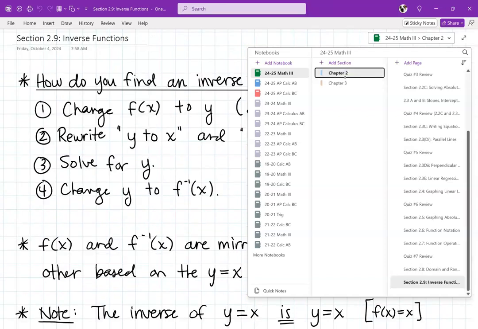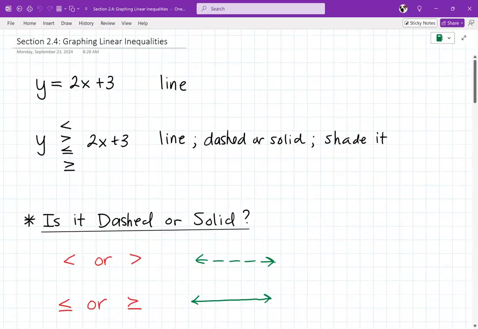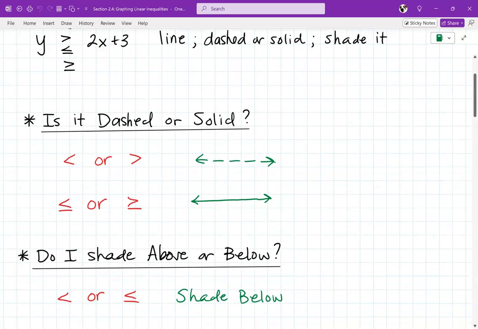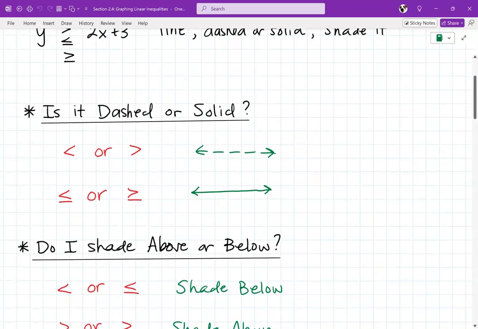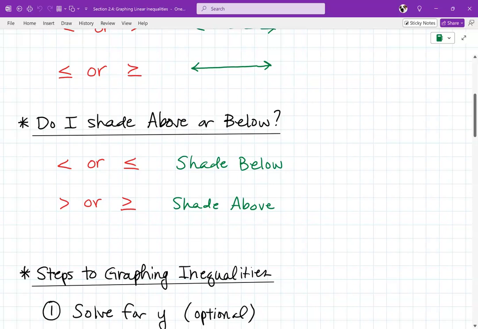Section 2.4 is called graphing linear inequalities, right? It talks about how if it has a less than or a greater than, the line should be dashed. If it has a less than or equal to or greater than or equal to, the line should be solid, right? If it says less than or equal to, you shade below the line. Greater than or equal to, you shade above the line, right?